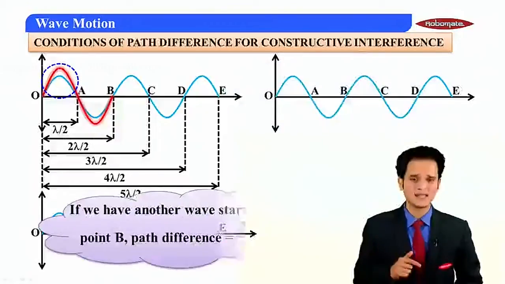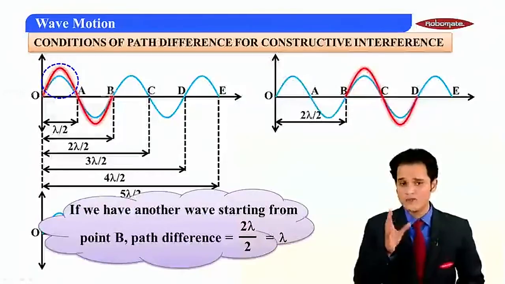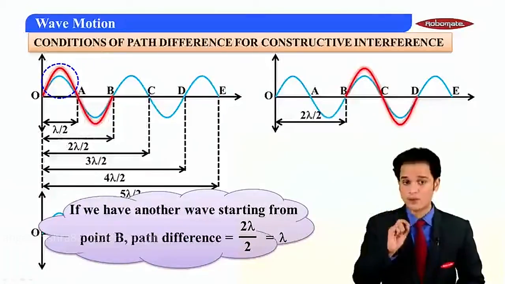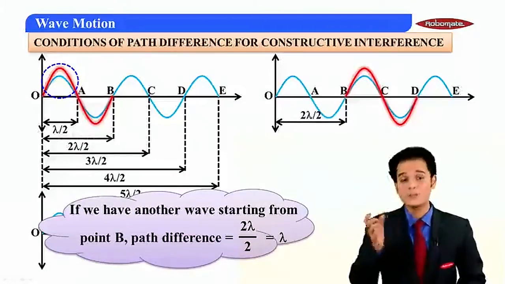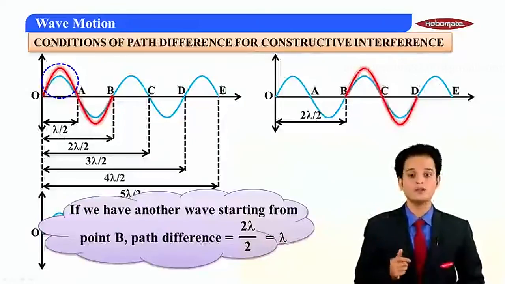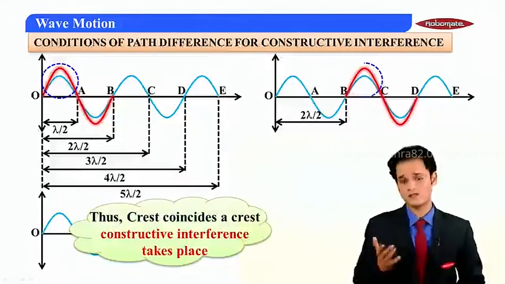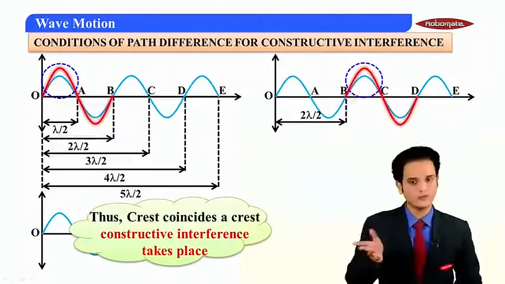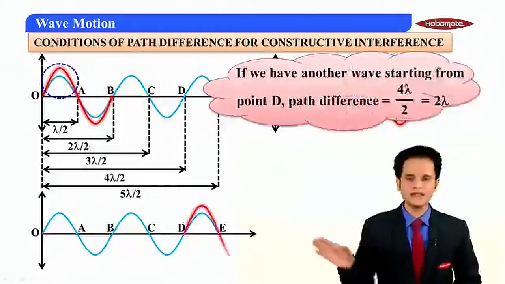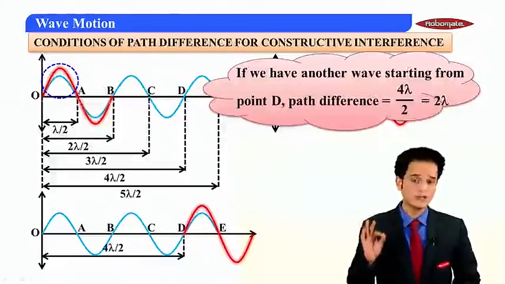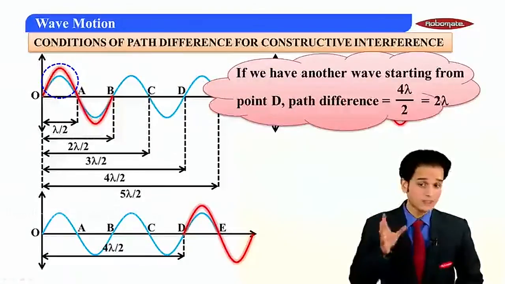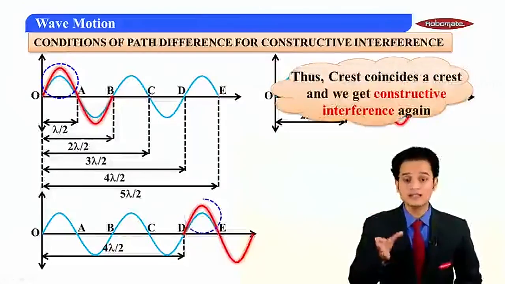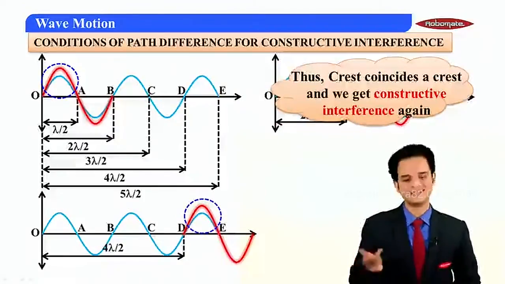Let us analyze the second diagram. Now in this particular case, our wave is starting from point B. Very clearly, the path difference is 2 lambda by 2 because there is a difference between the starting points of the two waves. Now students, in this particular case, once again, the crest is coinciding with the crest and therefore we get constructive interference. Let us have a look at this third diagram. We have a wave starting from point D. In this case, the path difference is going to be 4 lambda by 2. Once again students, the crest is coinciding with the crest and we get constructive interference.